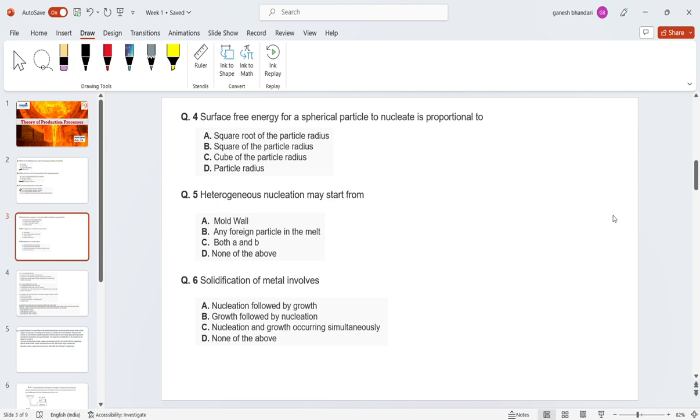If there is any foreign particle in the melt, then the nucleation will start at the wall as well as at the foreign particle nearby. So that's why the solidification behavior of pure and alloying are different. You can go to, I think it was the third lecture by Professor Jha, to consolidate more your thoughts and ideas.